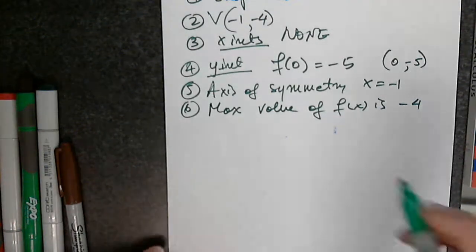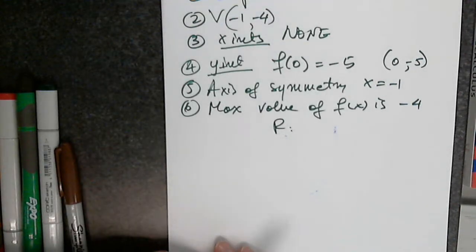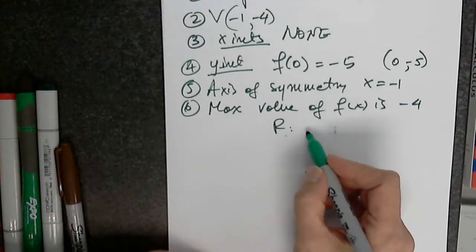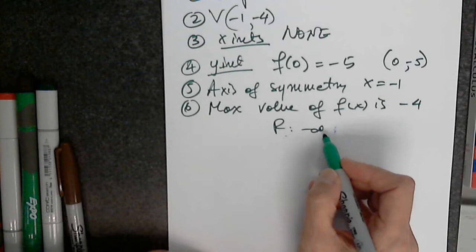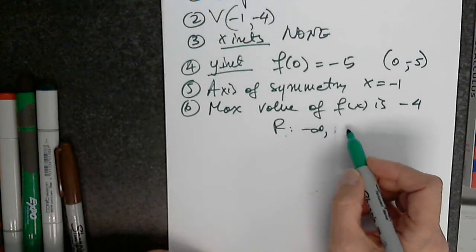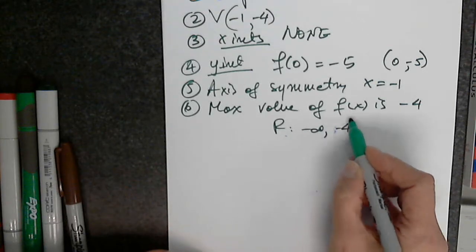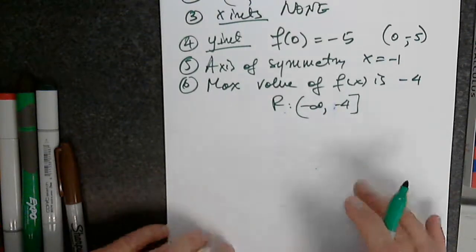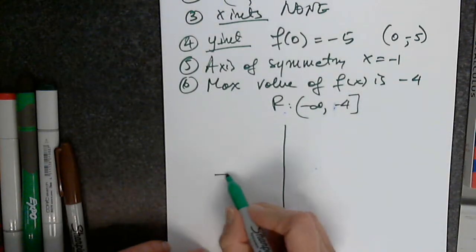Without even graphing it, can anyone give me the range? -4. Careful. No, it's negative infinity to -4, because that's the maximum value. Perfect. Okay, let's graph it. Well done.